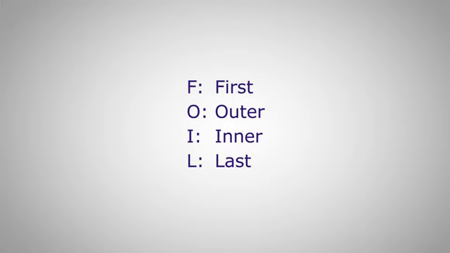FOIL stands for first, outer, inner, and last, and it's going to dictate the order in which you multiply the terms of your binomial in order to make sure that the entire first binomial is being multiplied by the entire second binomial. Also on test day, you're going to be asked to solve quadratic equations.